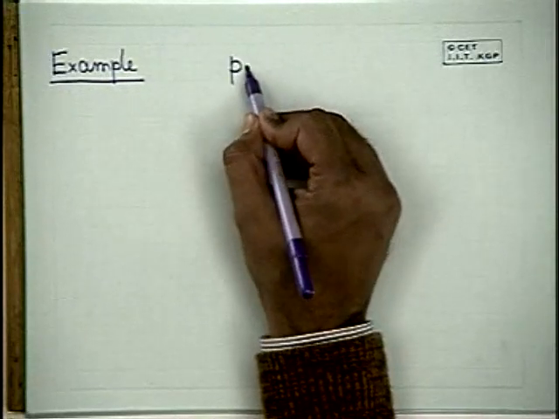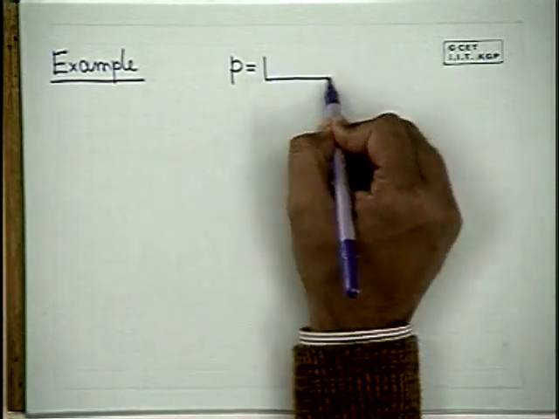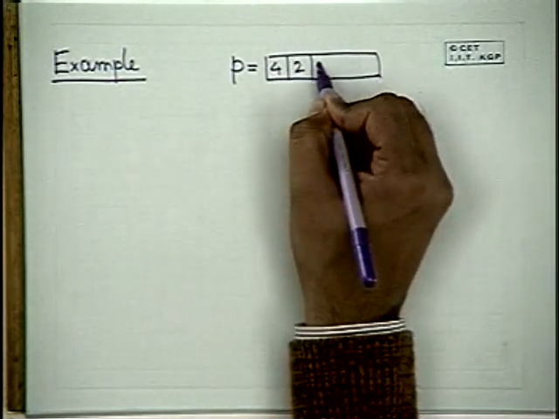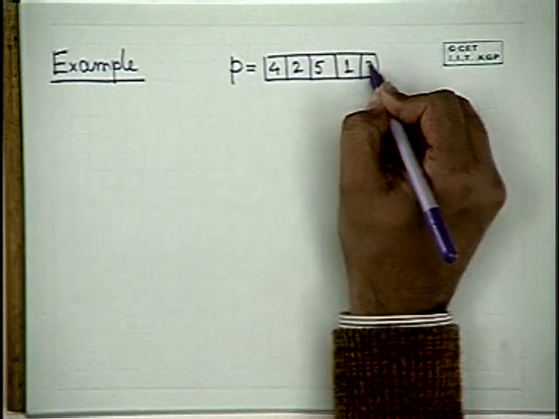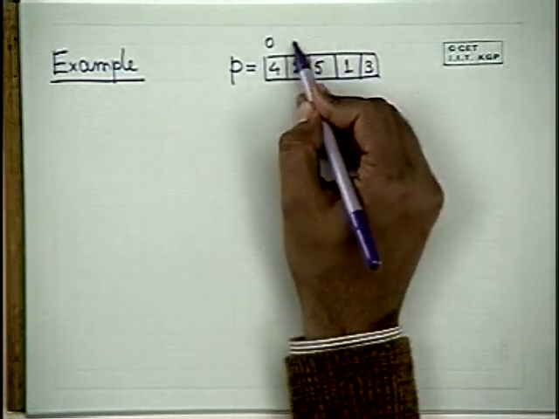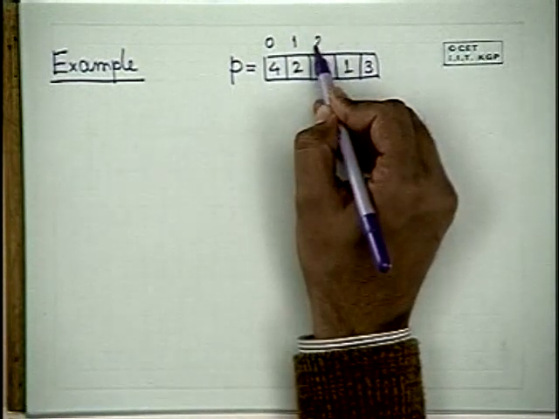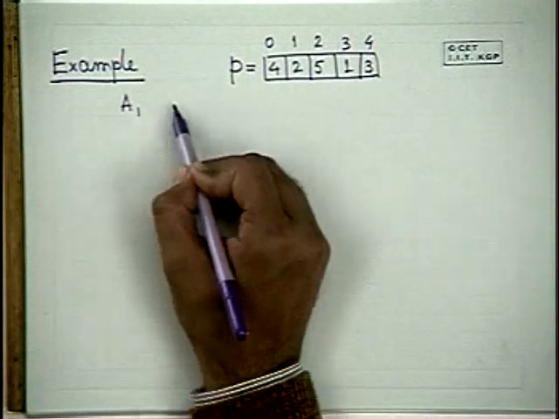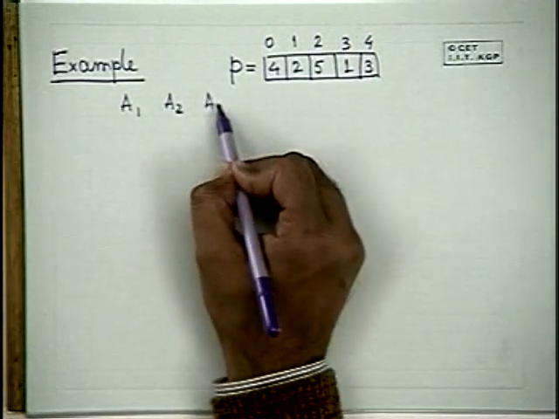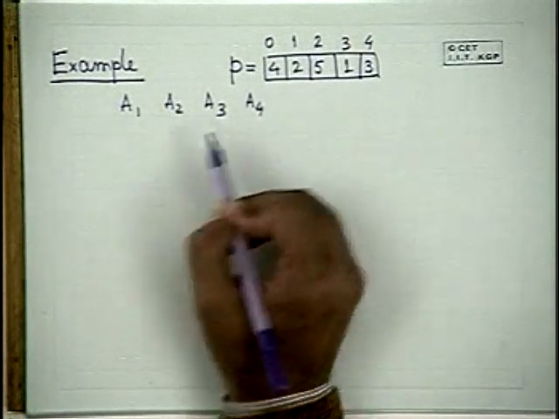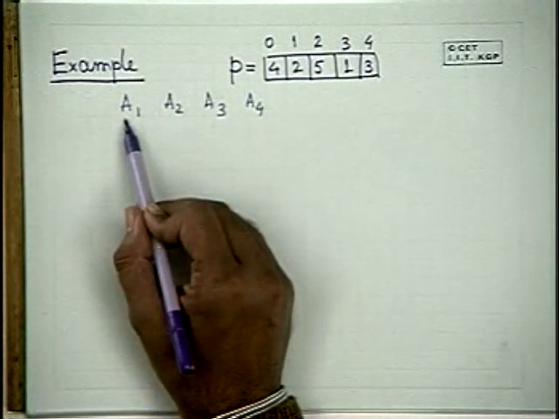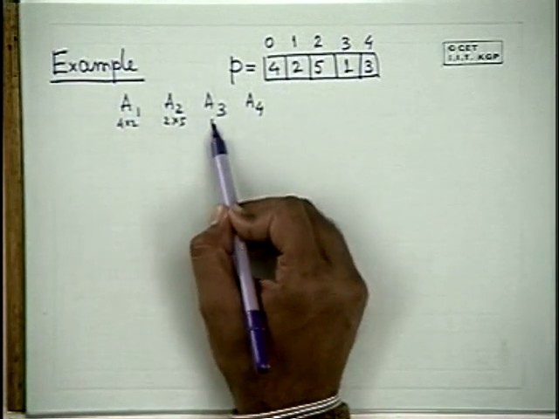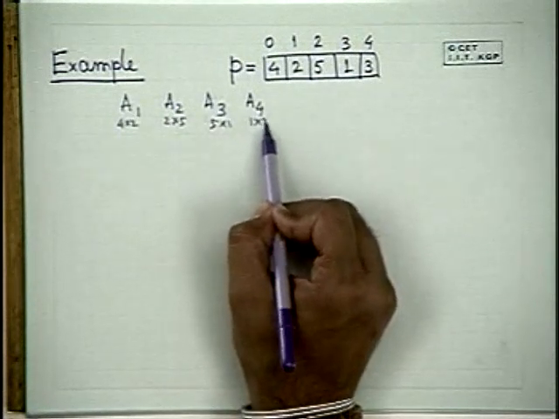So suppose our matrices are, the array P is 4, 2, 5, 1 and 3. So it is the 0th index, 1st index, 2nd index, 3rd index, 4th index. So our matrices are A1, A2, A3, A4. Okay, and this is the size. A1 is 4 cross 2, this one is 2 cross 5, 5 cross 1, 1 cross 3.